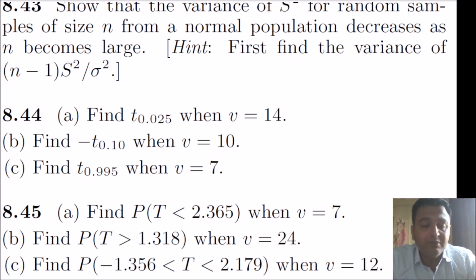Okay, now the same problems can be done for 8.45 A, B, C. You want to find the probability that t takes a value less than 2.365 when nu is 7.